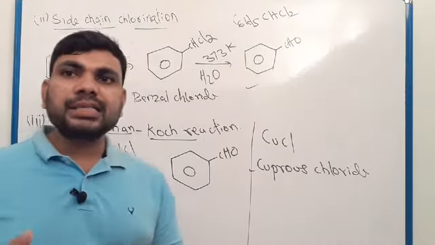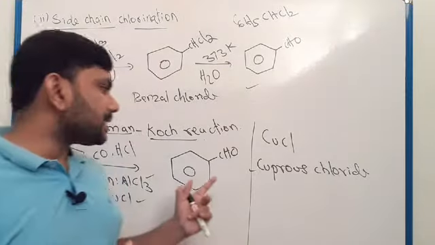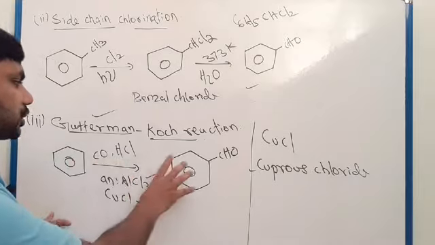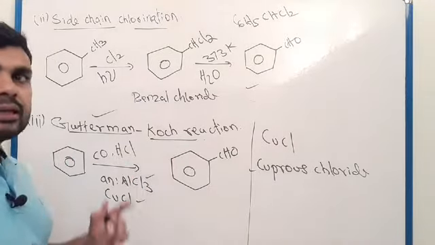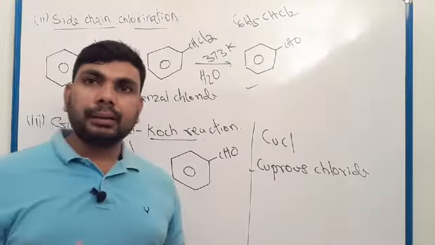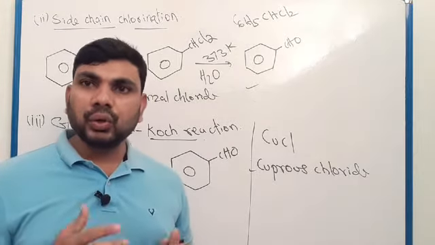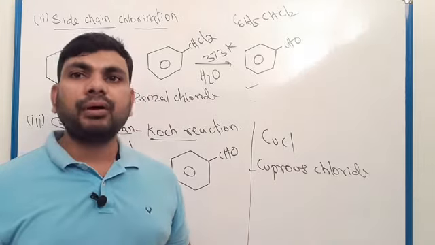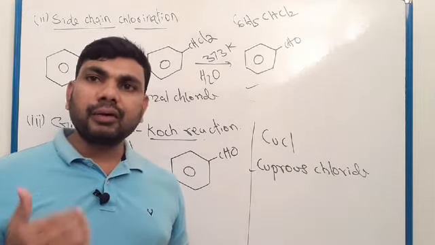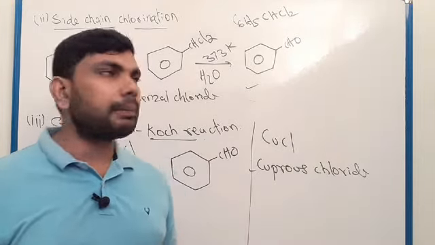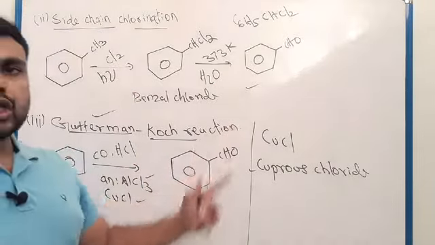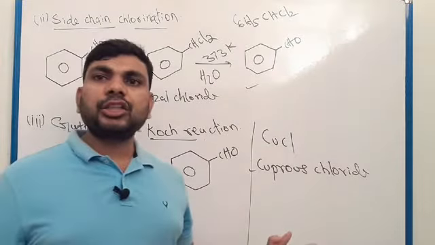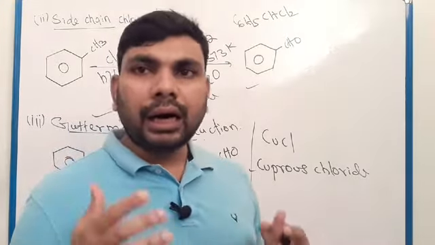So methyl benzene will change to benzaldehyde. This chemical reaction is called Gattermann reaction. And the previous one: methyl benzene treated with chlorine in presence of sunlight, benzyl chloride will be formed. This benzyl chloride after hydrolysis at higher temperature will be benzaldehyde. So these are the methods to prepare aldehyde.